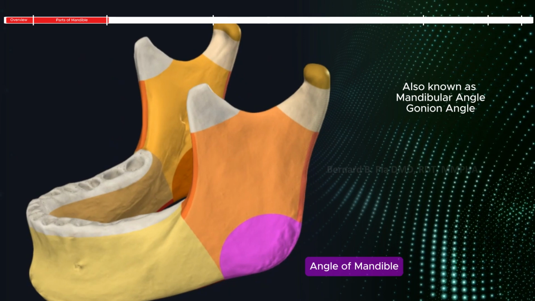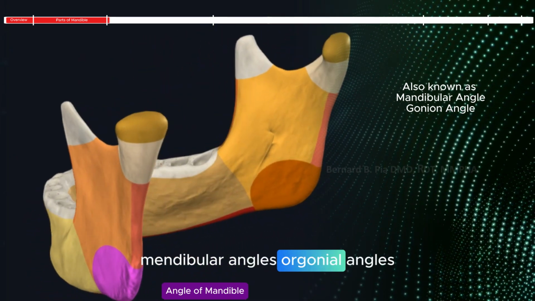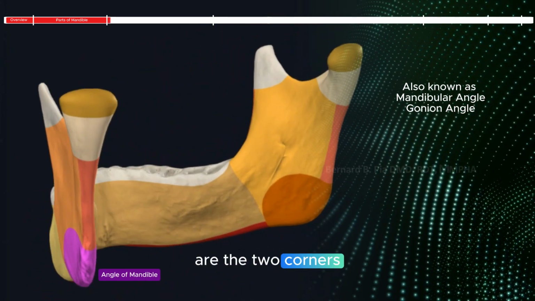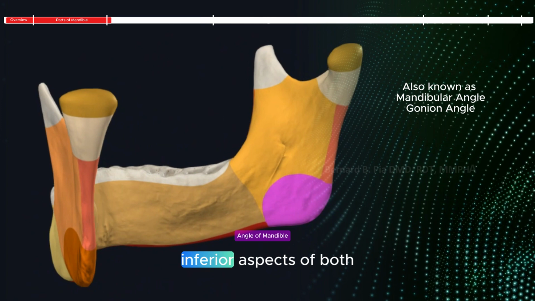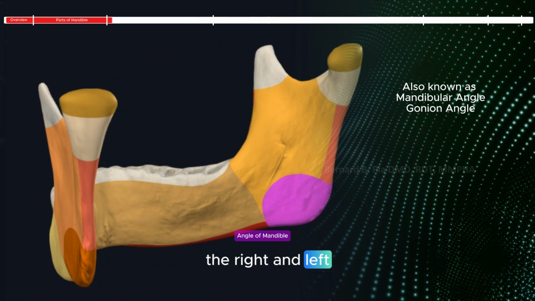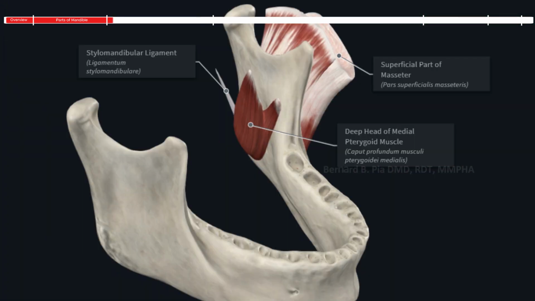1. The angles of mandible. Mandibular angles, or gonial angles, are the two corners found along the posteroinferior aspects of both the right and left rami of the mandible. Provides an insertion site for the masseter and medial pterygoid muscles. Provides an attachment site for the stylomandibular ligament.